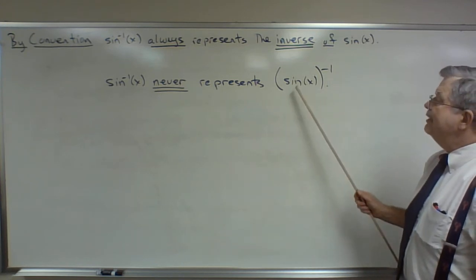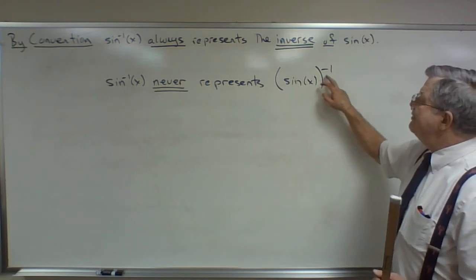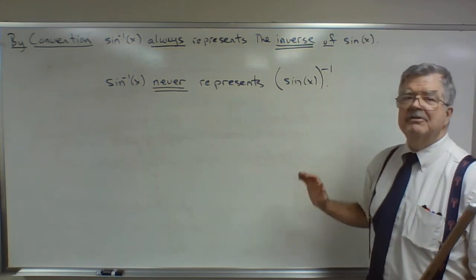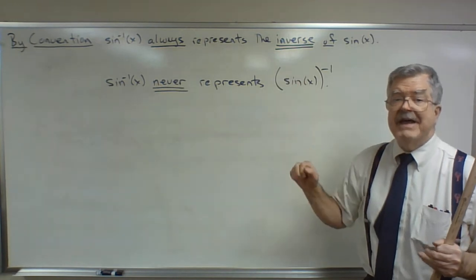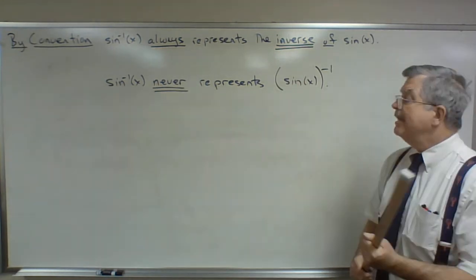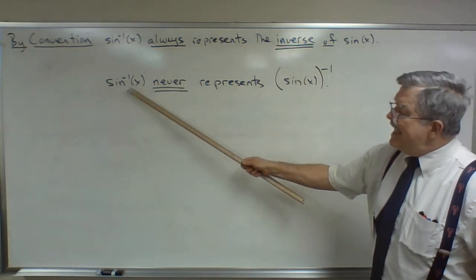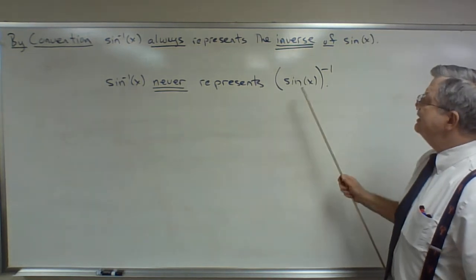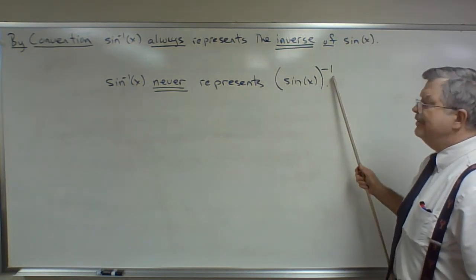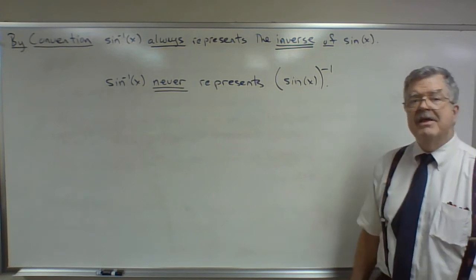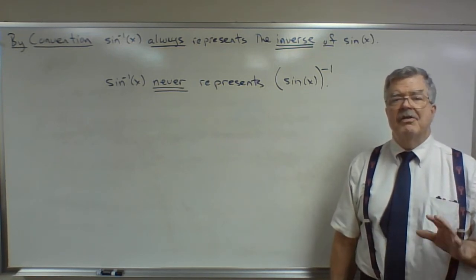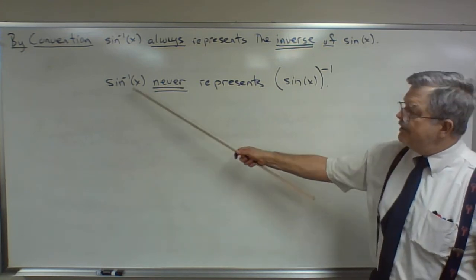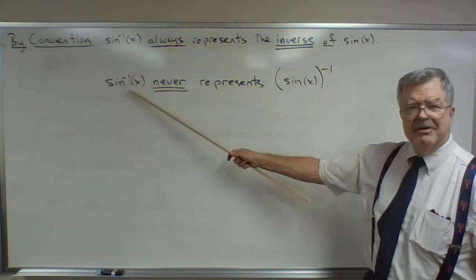If we are talking about sine of x to the negative 1 power, we'll label that cosecant x. 1 over sine of x is cosecant x. So this never, ever represents sine of x raised to the negative 1 power. That is the universal convention, so that we don't misinterpret what is meant by this notation.